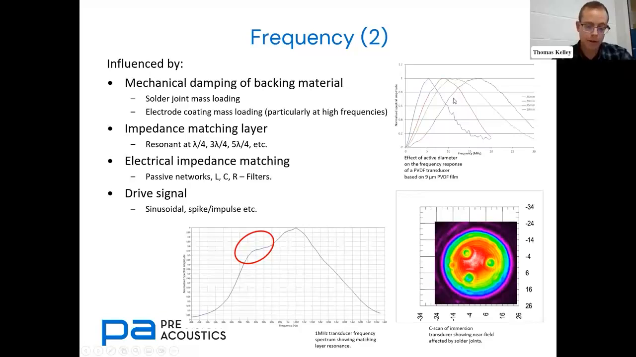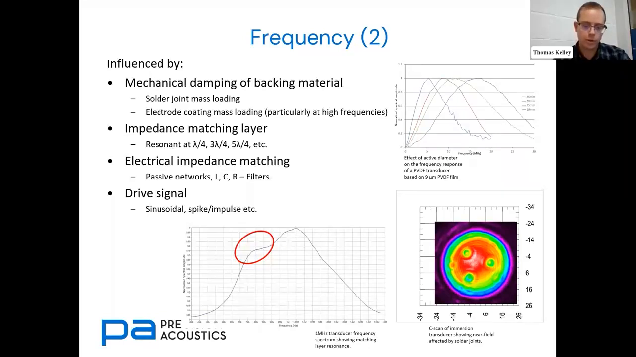Another consideration, again, is anything else we might want to put in front of the transducer. Maybe this might be a delay line or an acoustic lens. Both of these will affect the frequency. Typically, they'll have a frequency-dependent attenuation. You might get a downshift in frequency as a result of the lens or the delay line. And the magnitude of the shift will very much depend on the transducer's nominal center frequency and the materials you've used for the lens or the delay line or whatever else you're putting in front of the transducer.